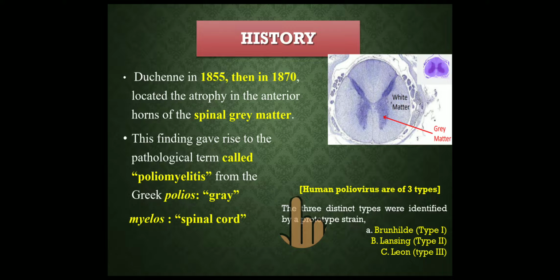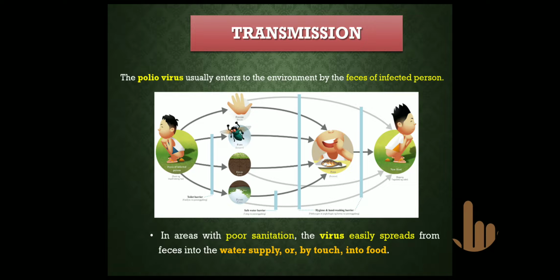Till date, three types of poliovirus that infect humans have been seen: Brunhilde, that is type 1, Lansing, that is type 2, and Lyon, that is type 3. Basically, it transmits from an infected person through water, soil, different types of insects, or poor hygiene.